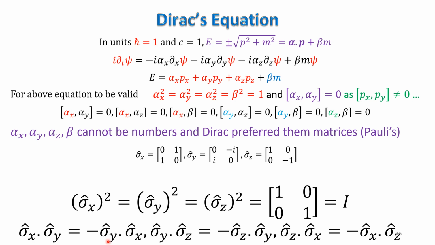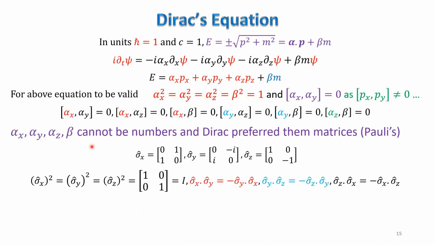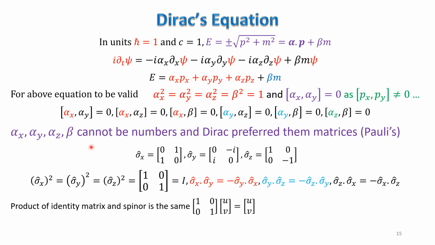Their commutation, you have to understand that they are to be reorganized and cannot be used directly. Now the product of identity matrix with a spinor: let us suppose that (u, v) is a spinor and [1 0; 0 1] is the identity matrix. When you multiply the identity matrix to a spinor, it offers the spinor, no change. So it is like multiplying by unity.